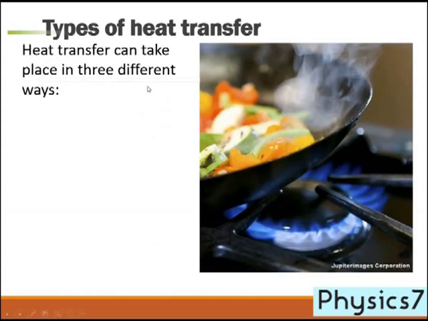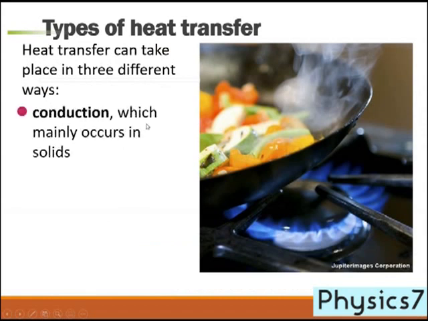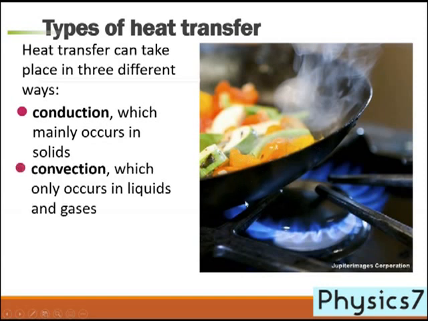Transfer can take place in 3 different ways, and these 3 different ways are given specific names. The first one is conduction, and this mainly occurs in solids. So for example, when you cook your vegetables and you put the vegetables in a saucepan or a frying pan, and you place it on your gas fire, then the heat from the gas fire will heat up the base of your frying pan, and the heat from the frying pan will be transferred to the vegetables in the frying pan and cook them. So this is an example of conduction.